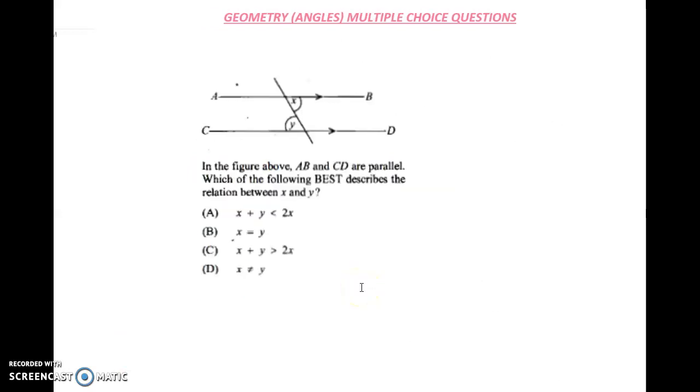So now we have: in the figure above, AB, the line at the top there, and CD are parallel. Which of the following best describes the relation between X and Y?